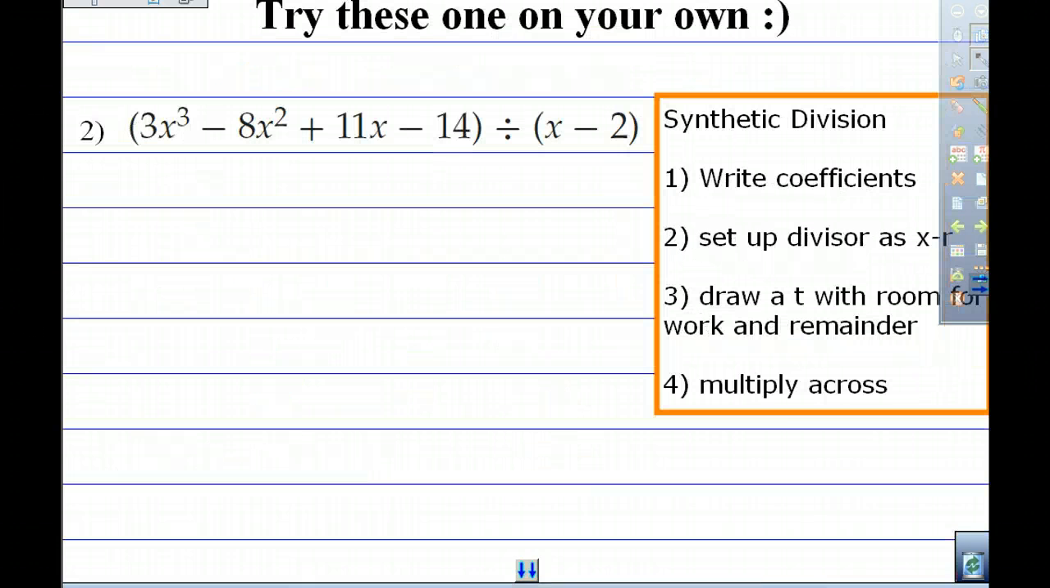Alright, so let's try you guys. Let's have you guys set this up. Try it on your own. Go ahead and write this down.